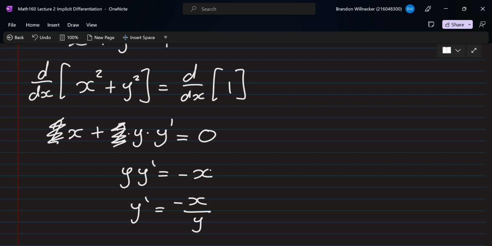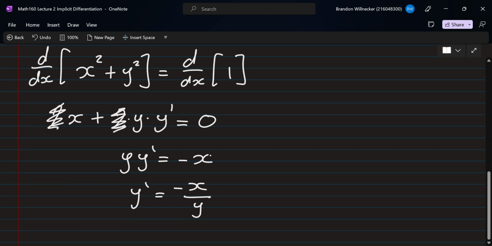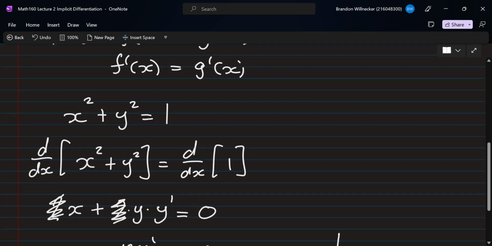Now, it may seem odd that the derivative is in terms of x and y. Usually, we have that the derivative is in terms of x only. But we will see that this is a common feature of implicit differentiation. This answer is perfectly fine, but it's useful to draw a little picture just to see that this does work out. The way that we do that is by sketching what we started with.